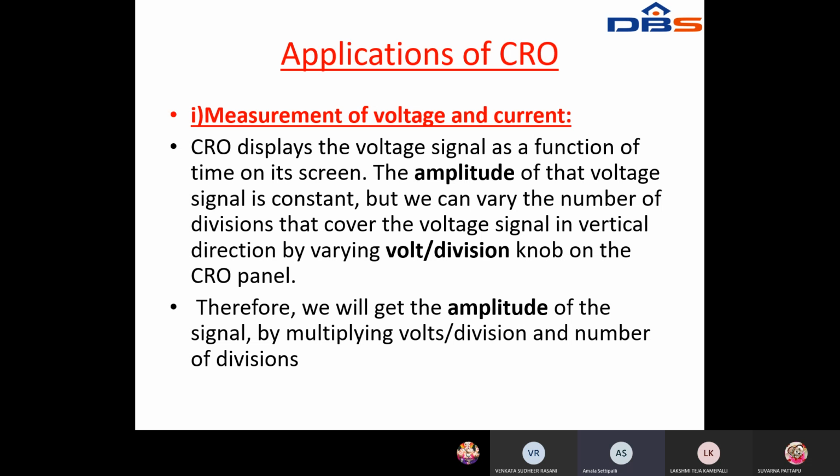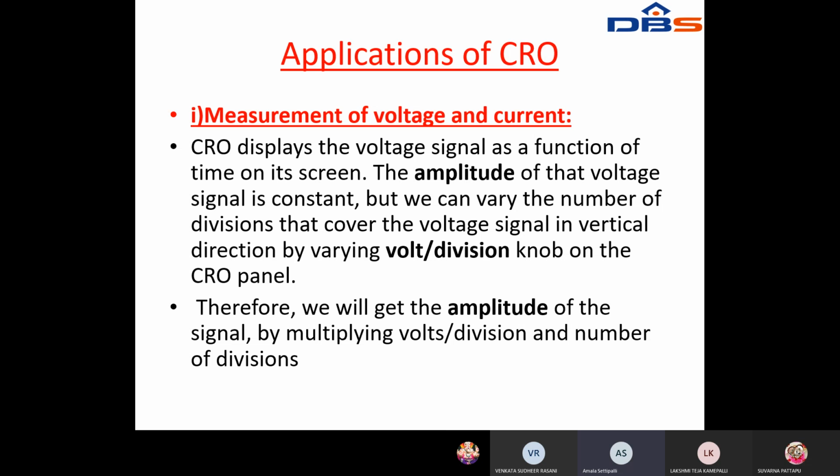In PMMC, the scale is uniform. You have to see the PMMC construction, operation, the torque equation of PMMC instruments, and the advantages and disadvantages of a PMMC instrument. This is a very, very important question, asked for 10 marks: construction, operation, torque equation, advantages and disadvantages of a PMMC instrument.